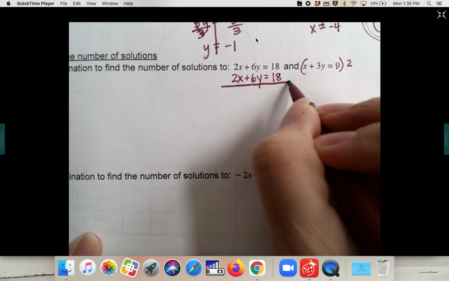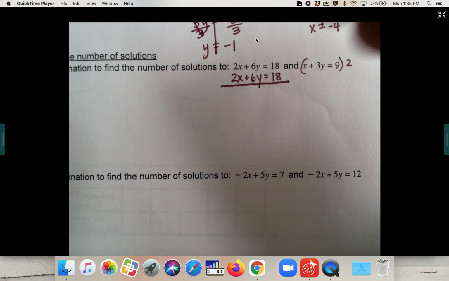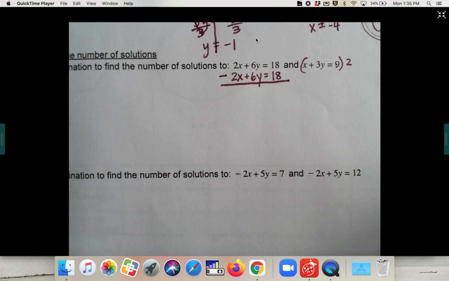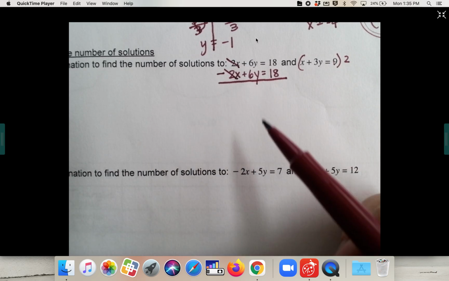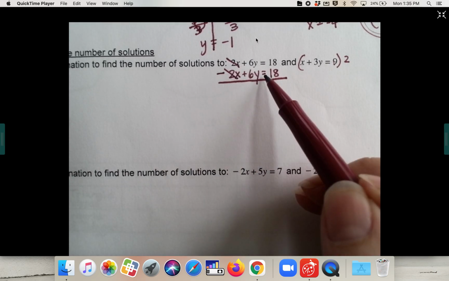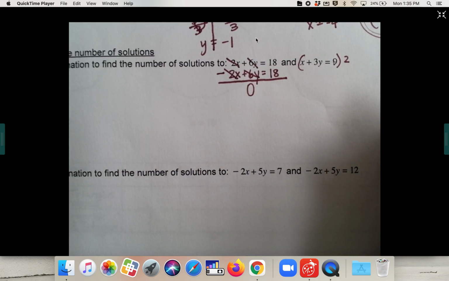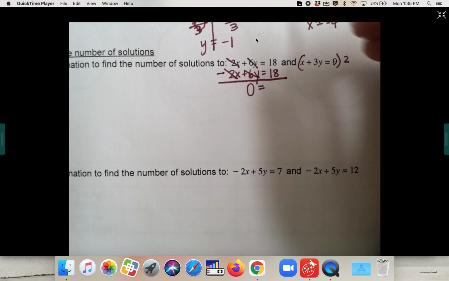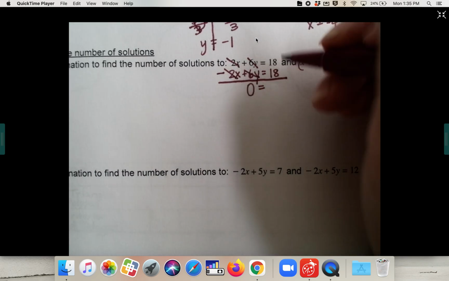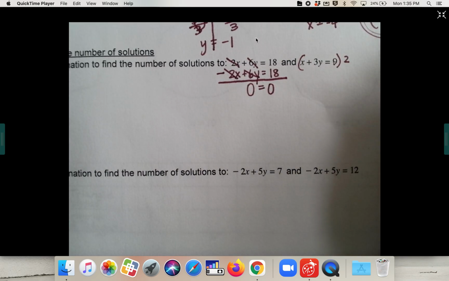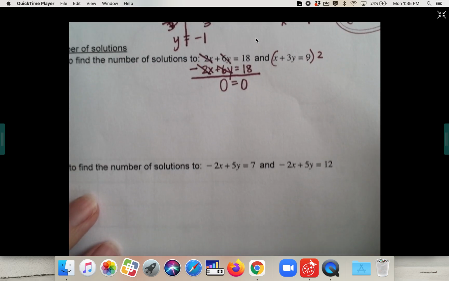So now that they're lined up, my 6's are the same. I'm going to choose to subtract so that those would go to 0. But look what happens. When I subtract 2x minus 2x, those eliminate. When I subtract 6y minus 6y, those also eliminate, leaving me with 0 on the left. What about 18 minus 18? That is also 0.